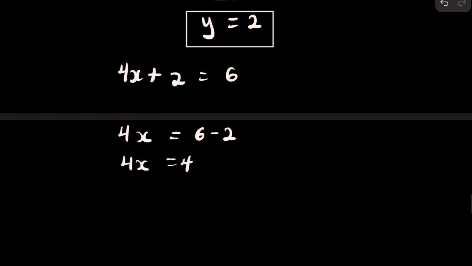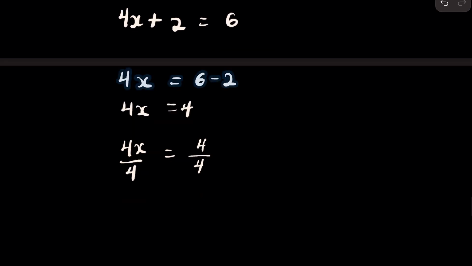So solving for x, we have 4x divided by 4 is equal to 4 divided by 4. Hence, x is equal to 1, right? So we have the value for x to be equal to 1.